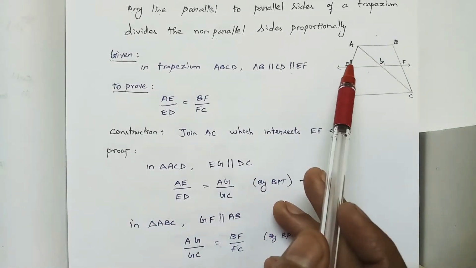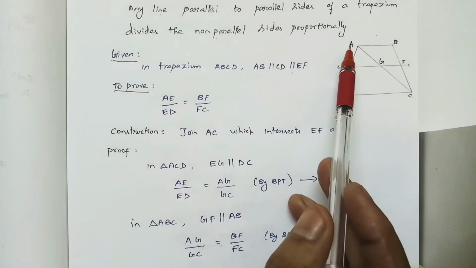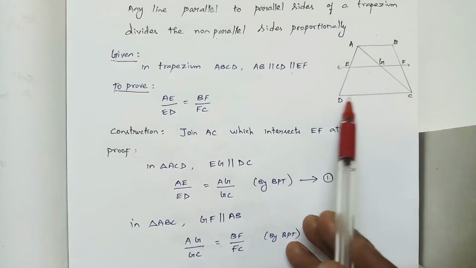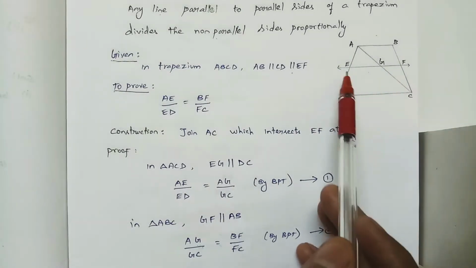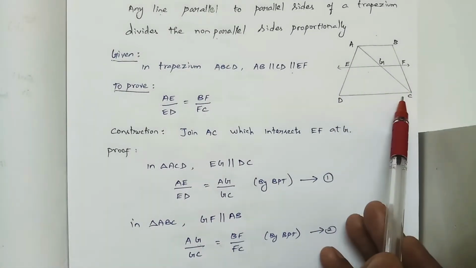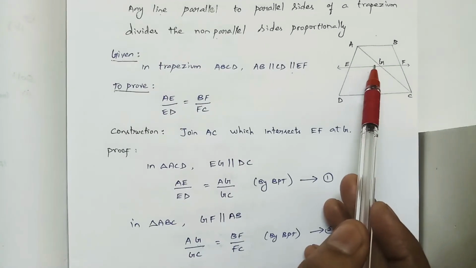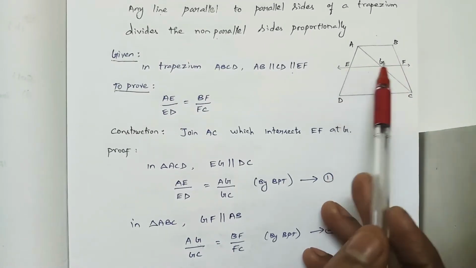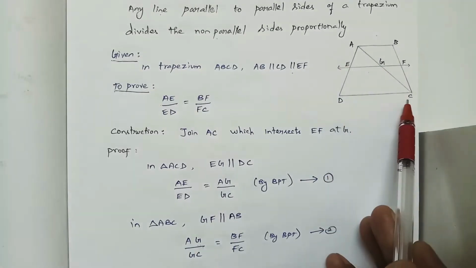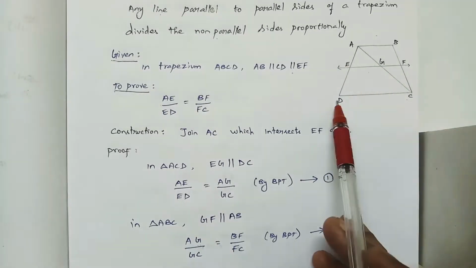So here I'm just taking triangle ACD, right? In triangle ACD, EF is parallel to DC. EG is nothing but a part of EF. Therefore, EG is also parallel to DC, right? EG is also parallel to DC.